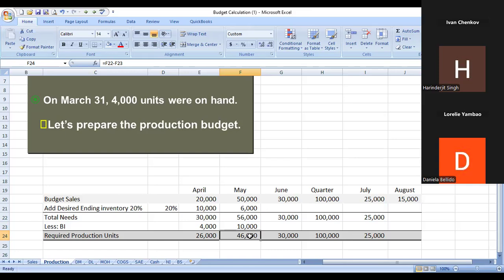So far, so good? So, Professor, do I use what I have on the ending inventory from last month as the beginning? That's correct. 10,000? Yes. My beginning balance in May is the ending balance in April. Correct? Yes. My beginning balance in June will be the ending balance in May.